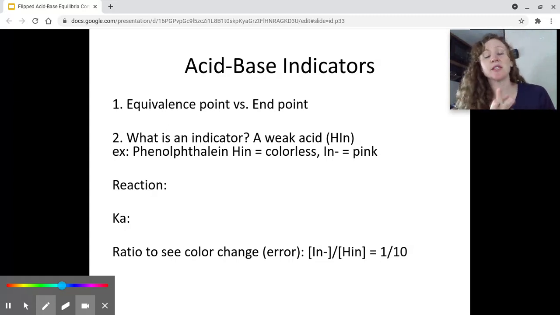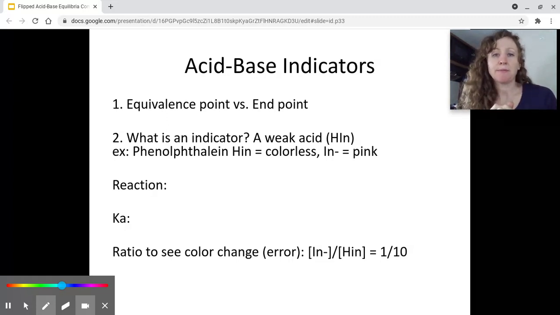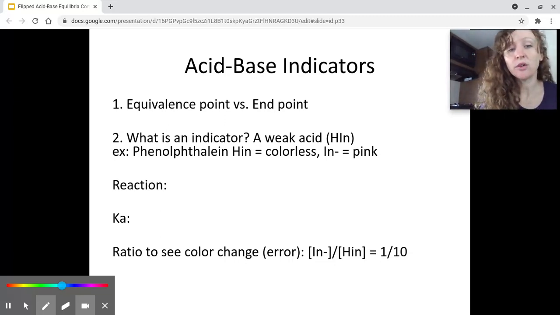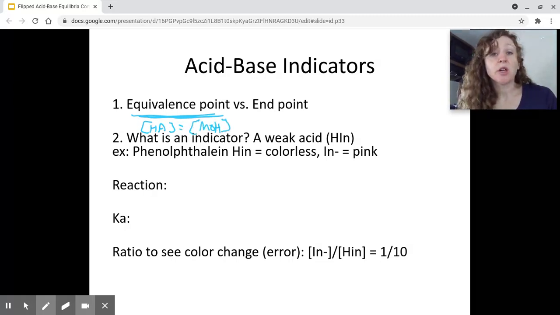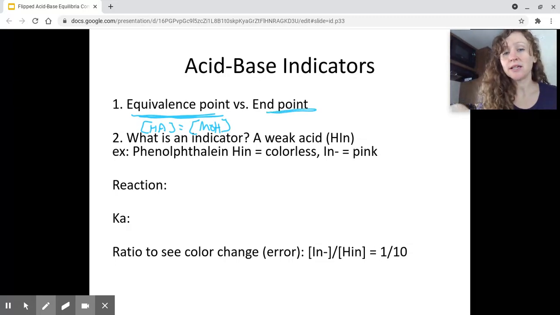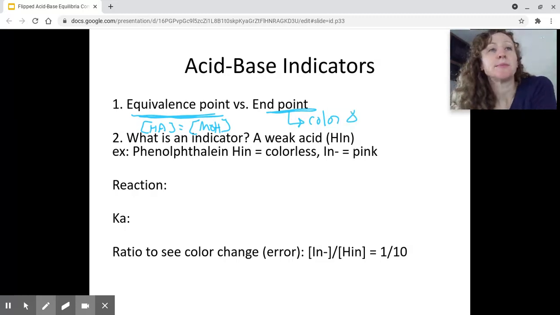Again, we talked about this difference of equivalence point versus end point. It's a small detail, and it usually doesn't matter unless you are designing your own experiment. And then it matters greatly. You need to know that the equivalence point is where the concentration of your acid is equal to the concentration of your base. That's where the equivalence point happens. The end point is a color change. And we're going to talk a little bit more about what that actually means for the end point today.